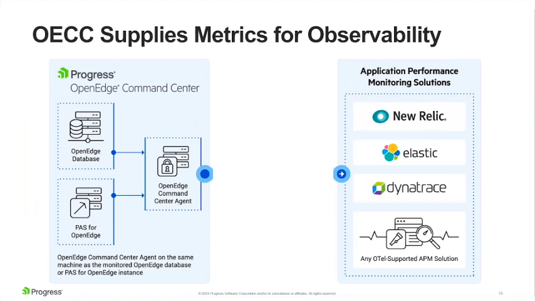The other side of OECC is the metrics ability. On this high-level architectural diagram, we have the OpenEdge side on the left. Very simply, the OpenEdge Command Center agent connects with OpenEdge databases and PAS-OE instances. Both of those types of entities provide metric information that the agent will harvest. The right side of the architecture is your environment, where you have an application performance monitoring solution, an APM. How do they connect? Well, we use OpenTelemetry for its metrics to connect the OECC agent to your choice of application performance monitoring solution for monitoring PAS-OE and OpenEdge databases.